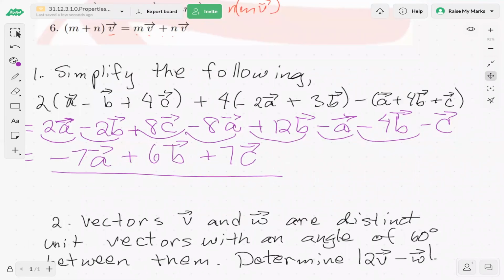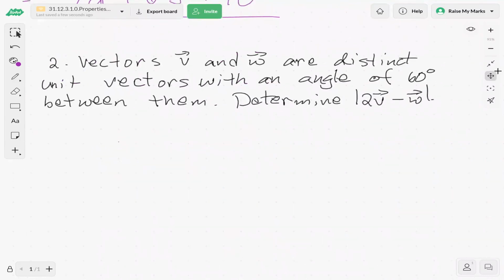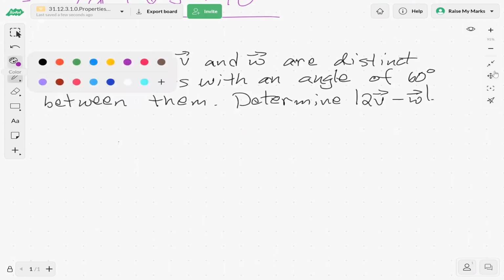Okay, so next question. Vectors v and w are distinct unit vectors with an angle of 60 degrees between them. Determine the magnitude of 2v minus w. Okay, so another one of these.